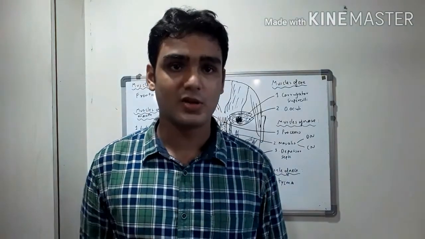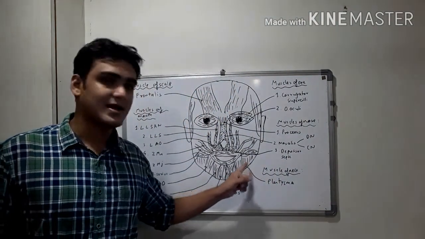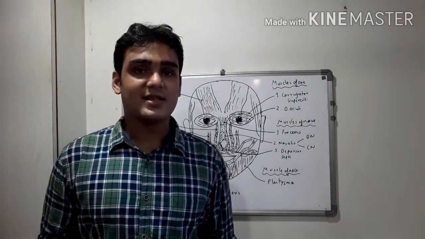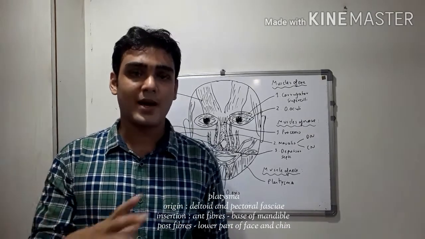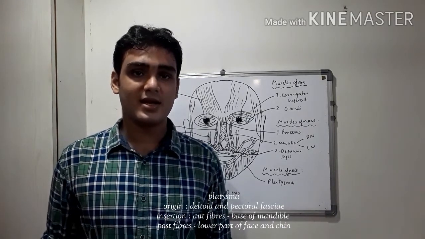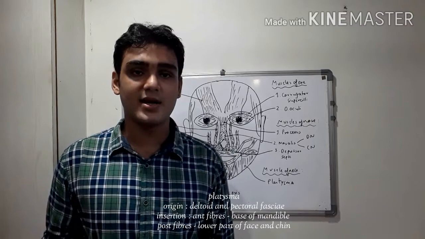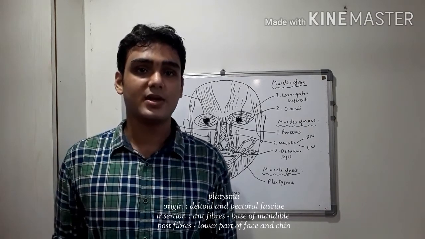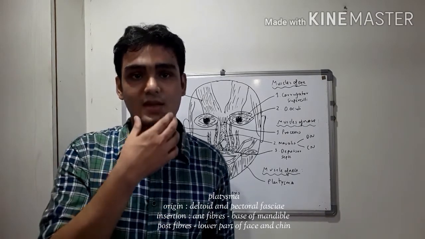And coming to the muscle of neck. So the muscle of neck is platysma. This is the platysma. And as I said, it originates from the fascia, the deltoid and pectoral fascia. And its insertion has two aspects. The anterior fibers are inserted at the base of mandible, and the posterior fibers are inserted at the lower part of face and chin.